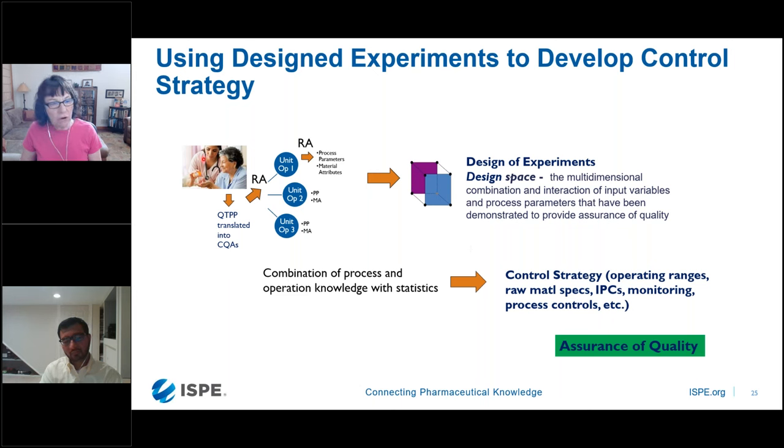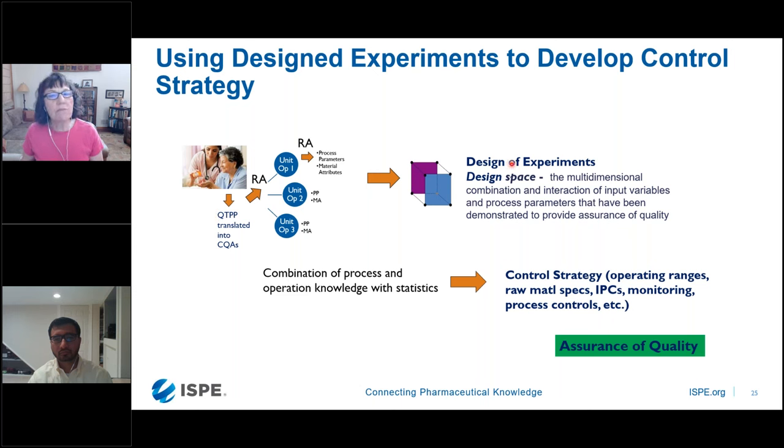Ultimately, we start with the patient, we need to assure quality. When we work backwards, we need that control strategy to do that. Well, how do we get to the control strategy? Through this very scientific and statistically based approach to determine what is it about these process parameters and material attributes will ultimately affect those CQAs and ultimately affect our ability to meet the quality target product profile.